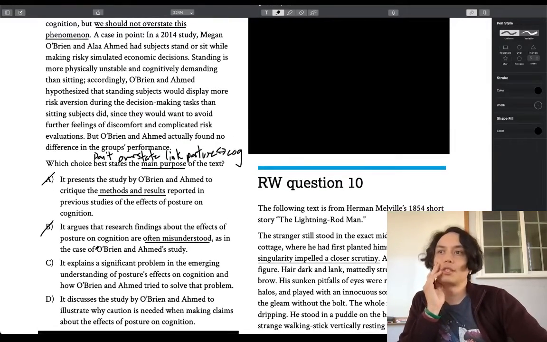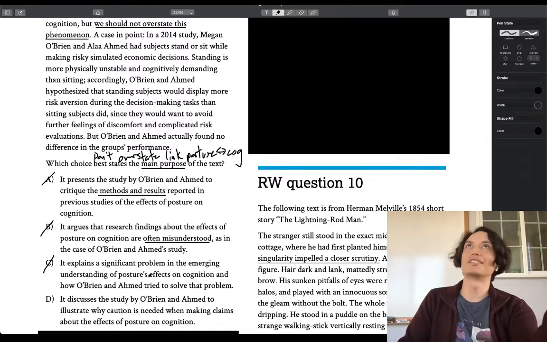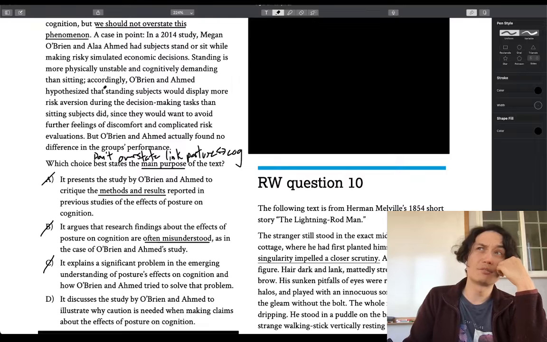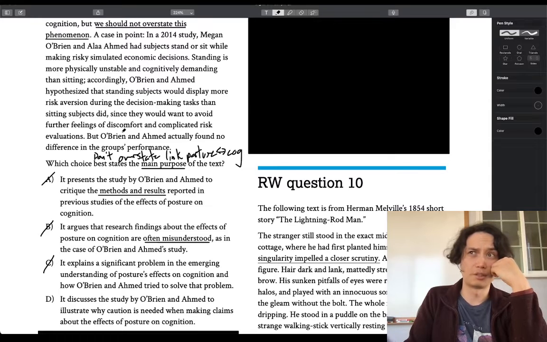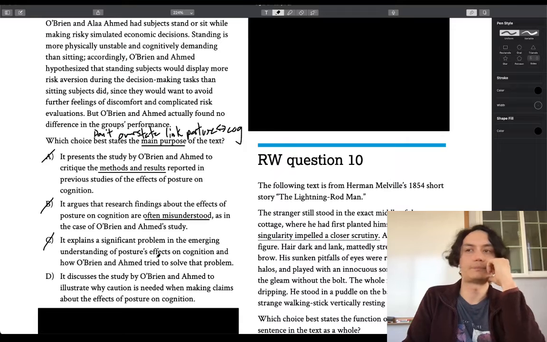All right, so the passage, C explains a significant problem in the emerging understanding of posture's effects on cognition and how these two tried to solve that problem. That's not, I mean, it's just describing a really detailed thing, none of which happens. I suppose a problem is maybe we're overstating the phenomena, but these people didn't try to solve the problem of overstating the phenomenon, so it doesn't really bear up.